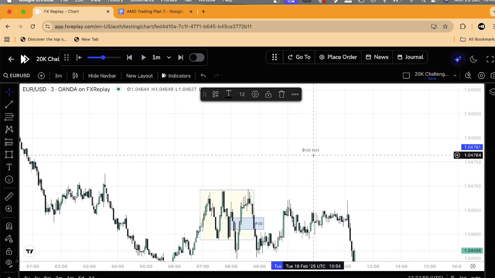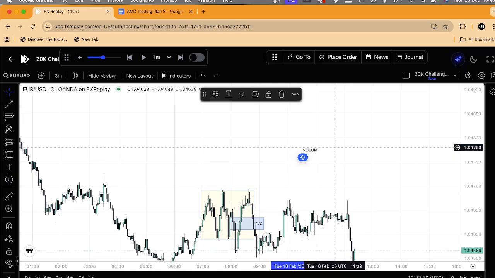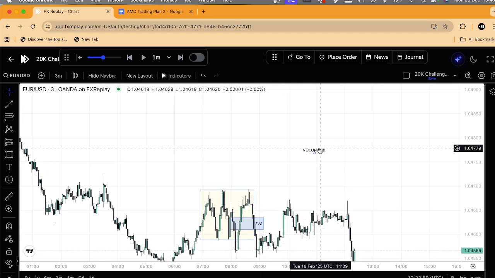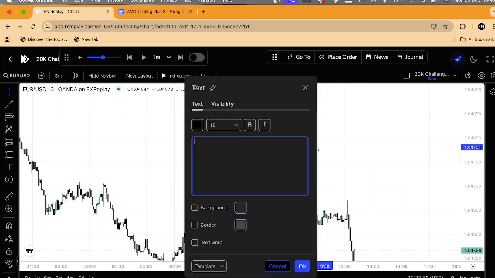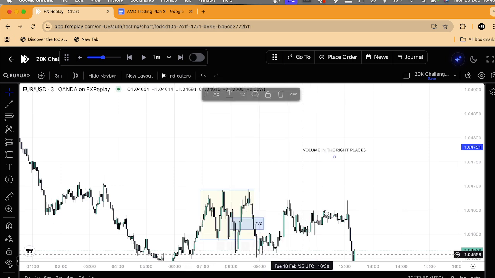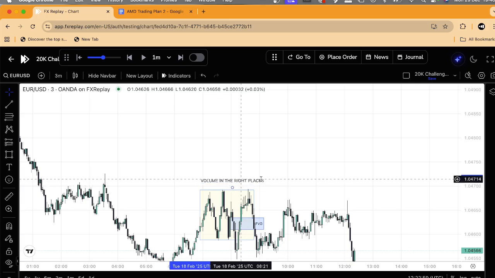If there's one thing to take away from this, it's volume. Or let me say, volume in the right places. And that's it. There's not much more to it than that. Volume in the right places.